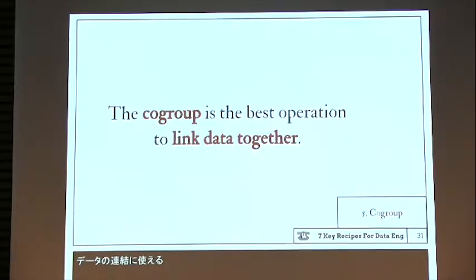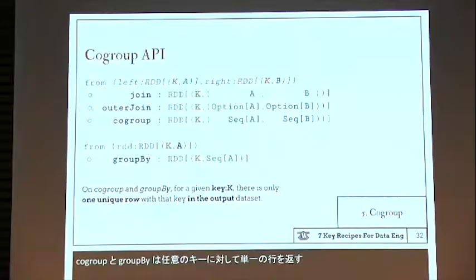The idea is simple. The co-group is the best operation out there to link data together, except if you have a skewness problem. So by default, if you don't have any problem with skew in your data, you should move to the co-group API to join data together. And then when you do that, you are able to have a more interactive development cycle, and you can remove the cardinality problems with the co-group API. So let's take a look at this API.